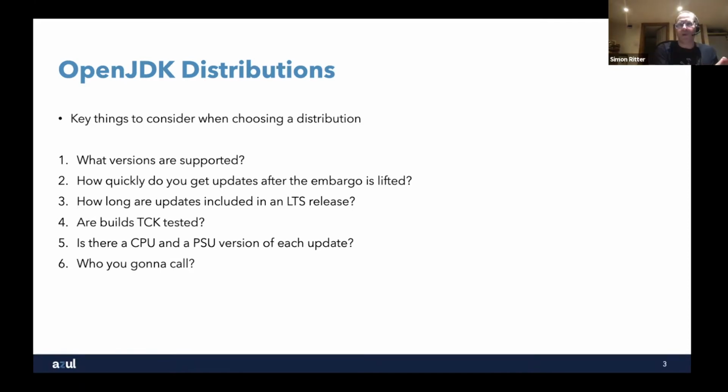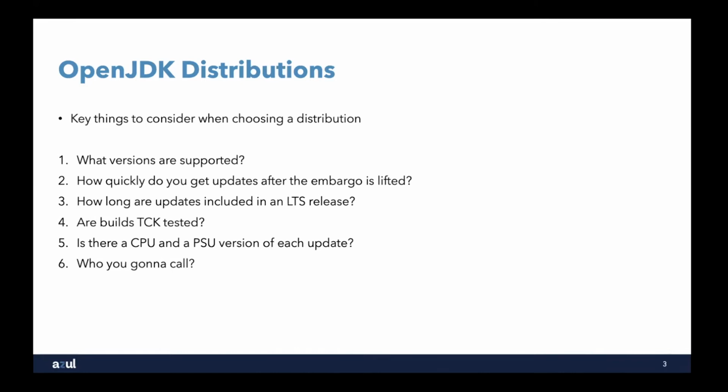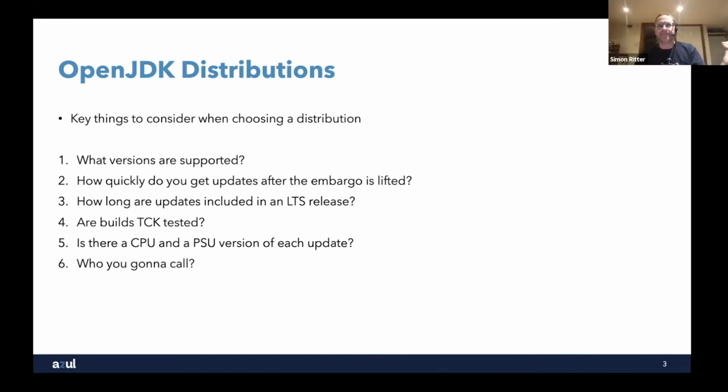Now, the way that works is that Oracle will provide an update on a quarterly basis. So every January, every April, every July, and every October, there is an update to the Oracle JDK. And one of the things they do there is they release it, and people who also want to provide updates are not allowed to make their update available until Oracle have released theirs.